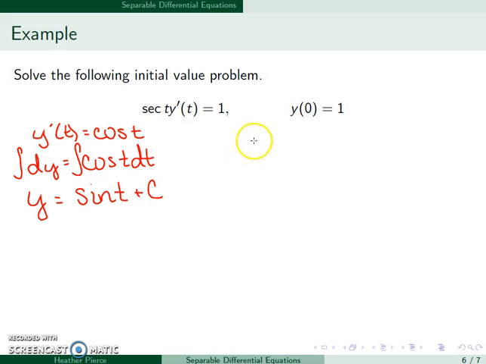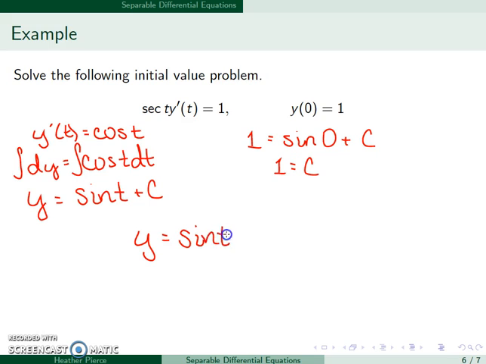I do have this initial condition. So when t is 0, this function should be equal to 1. Sine of 0 is 0, so I just have that 1 is equal to c. So y is equal to sine of t plus 1.